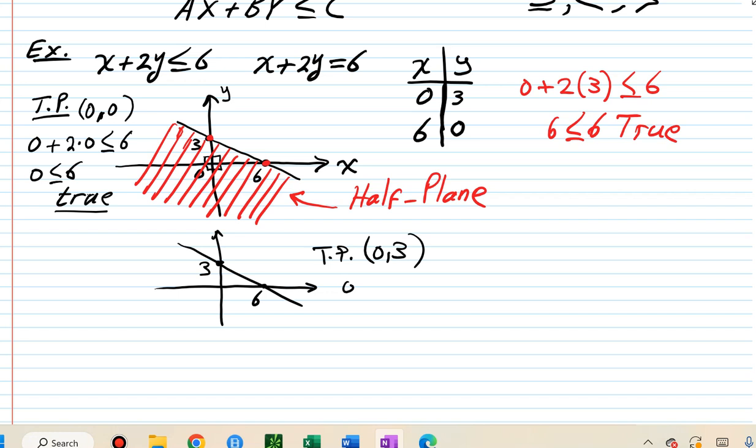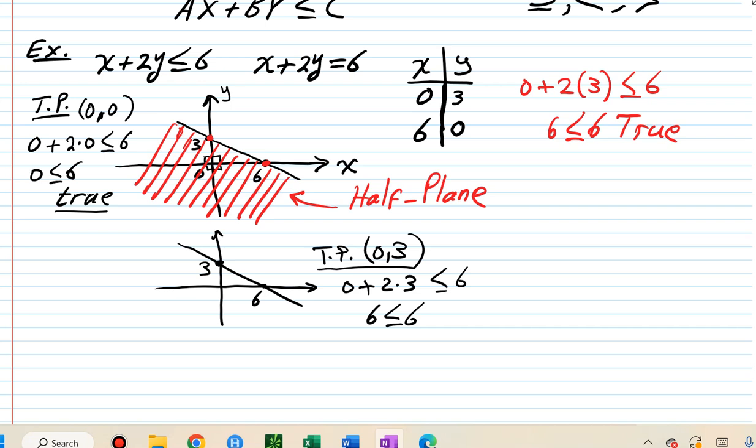Now plug (0, 3) into the inequality, we get 0 plus 2 times 3 less than or equal to 6. And of course we get 6 less than or equal to 6, which is precisely what I have up there, right? Just going through the motions here. All right, so that is a solution. And this is my point.